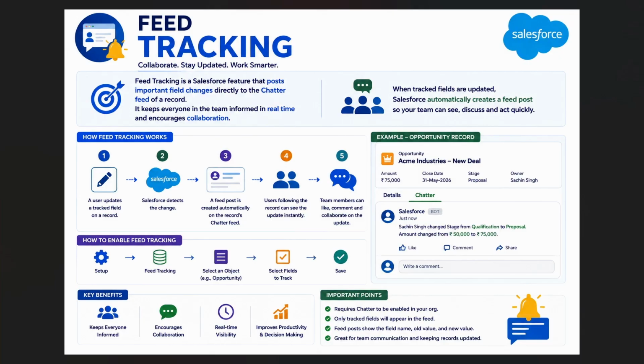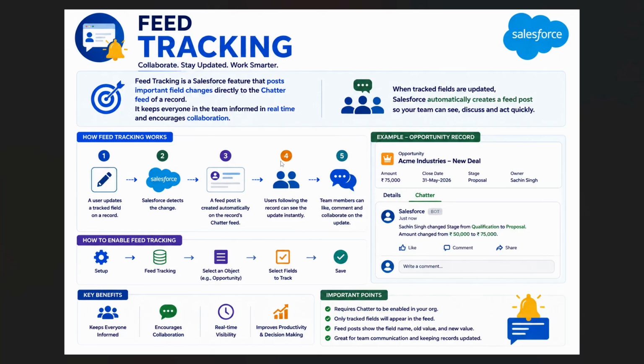Okay, it's like messages in a chat. In simple words, feed tracking posts important record changes to the chatter feed so users can collaborate more effectively. And also, feed tracking helps teams stay informed about important updates, collaborate in one place, and it also reduces unnecessary emails, and helps discuss changes directly on the record. It also improves communication across departments.